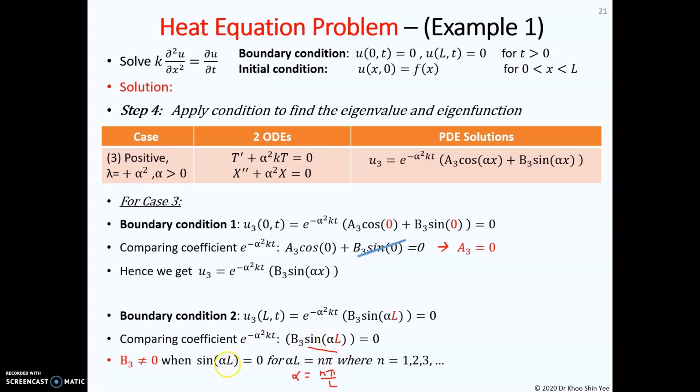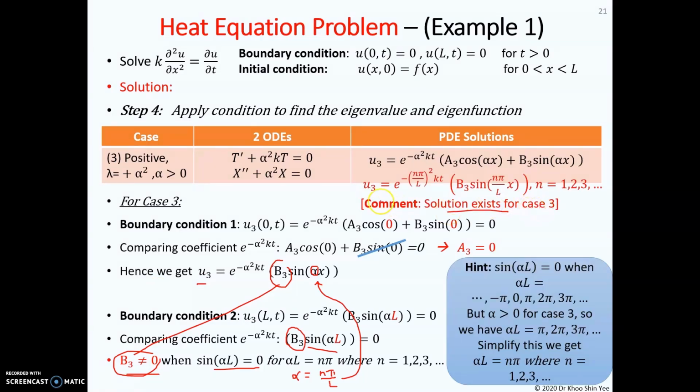Since sine alpha L can be equal to 0 when alpha is equal to n pi over L, therefore B3 will not be equal to 0 here. Therefore you can substitute the alpha inside here. Since B3 is not equal to 0, you obtain the solution for the PDE here. So the solution exists for the third case, and this is your solution. Since you have multiple solutions from n equal to 1 to infinity, you have n PDE solutions, where you can see alpha here is substituted by n pi over L, which is obtained from here.